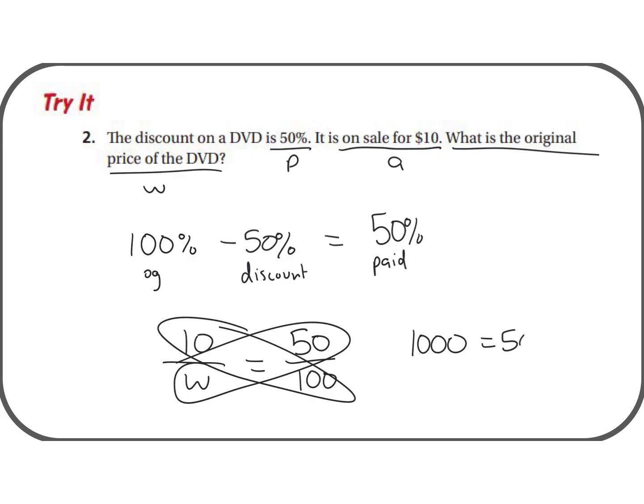1,000 is equal to 50W. Divide both sides by 50. We should have gotten an original price of 20 bucks, which kind of makes sense, right? If my sale price was 10 bucks and it was 50% off, well, I had to start at 20 because half of 20 is 10.